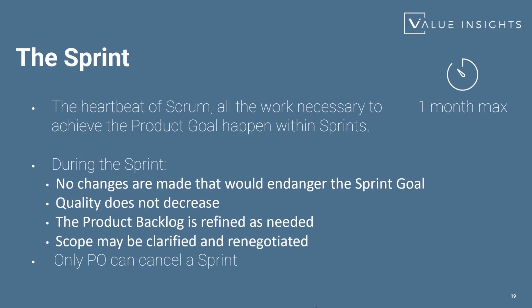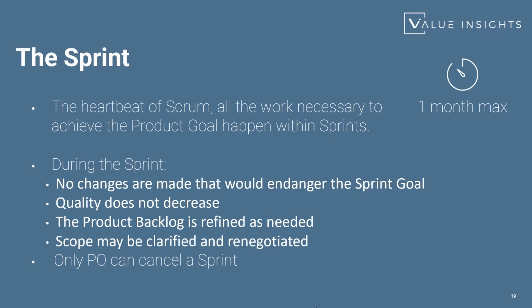Okay, now for the sprint. Again, this is the heartbeat of Scrum, and it contains all the work necessary to achieve the product goal. So everything will be done through sprints. Once one sprint finishes, we start another one. So there is nothing between sprints. It's always a continuous cycle.